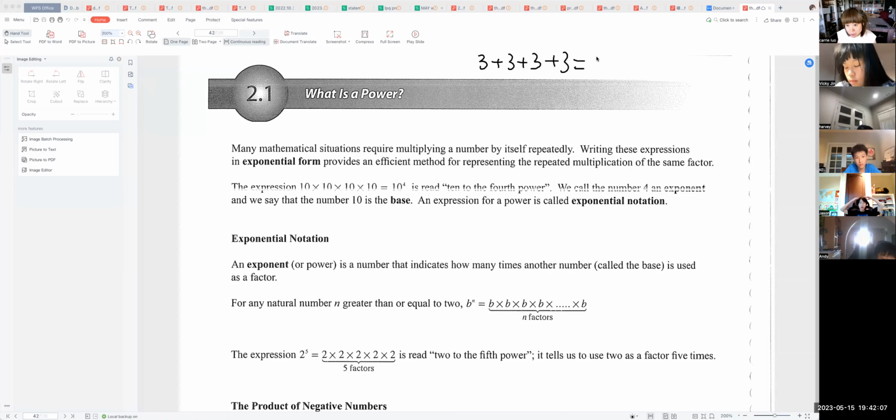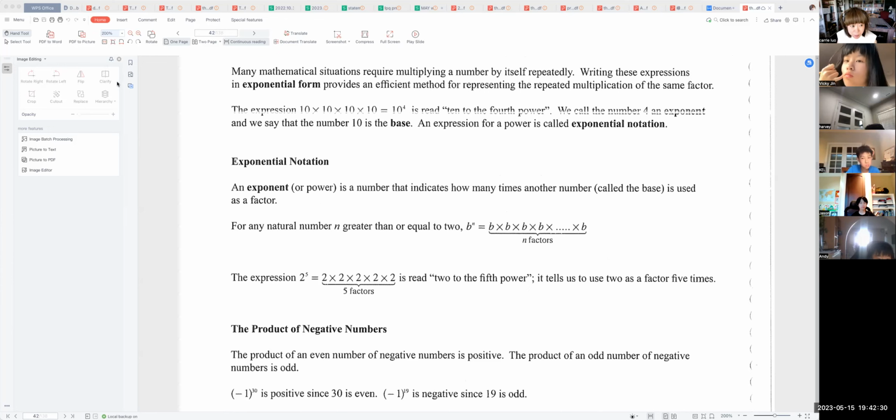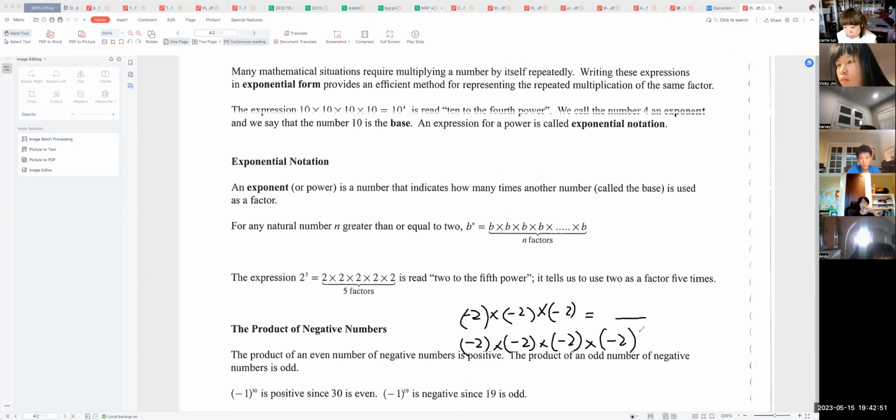So today we're going to learn the power of negative numbers. For instance, if we have negative 2 times negative 2 times negative 2, what does it equal? Negative 2 times negative 2 is 4, 4 times negative 2 equals negative 8. Then with another negative 2, we have 16. So this is negative 2 to the power 3, that's negative 2 in brackets to the power 3, and negative 2 to the power 4.